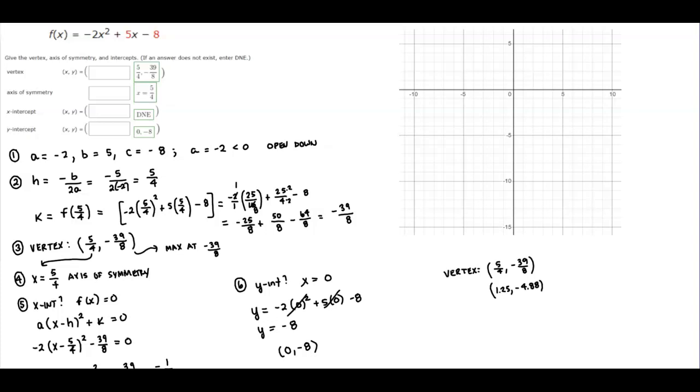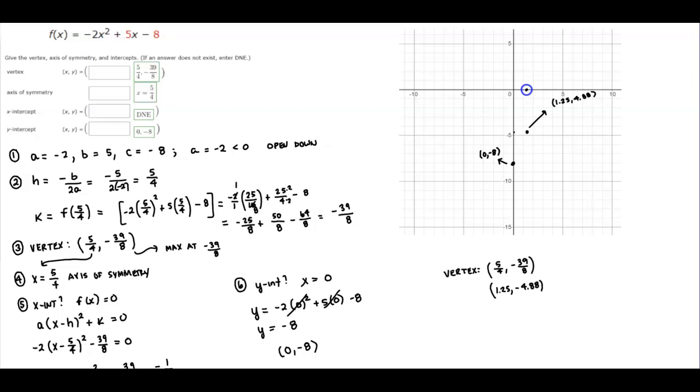So now let's go ahead and plot that vertex on our graph. So we know that 5/4 is about 1.25, which is right here. And then we're going to go down to about negative 4.88. So we can say that our vertex is located right there. So there's our vertex at 1.25 and negative 4.88. Okay, and then what else do we know? We know that the y-intercept is at (0, negative 8). Okay, so there's our y-intercept at 0 and then negative 8.